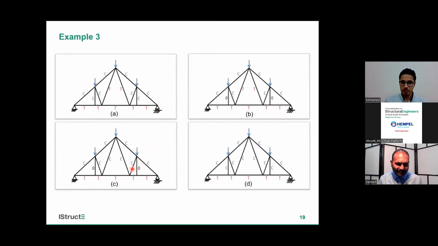this load, it's in compression. At this point, compression from here and compression from here. So of course, this is unstable, or we cannot do it. There is no force in the other direction to work against them. So this will be the answer. Or you can take it one by one, member by member, and choose. But I think this is the quicker way to choose your answer.